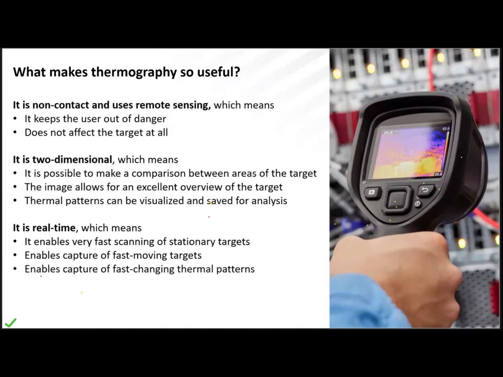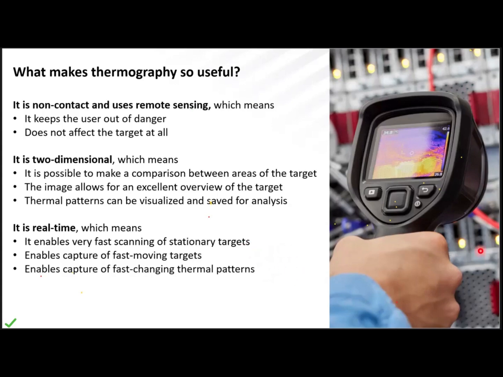Okay? The second thing is that it is two-dimensional, which means it is possible to make comparisons between different areas and different targets. The image allows for an excellent overview of the target. Not like the thermal gun, for example. The thermal gun can provide the temperature at one point, however the thermal camera can give you unlimited points of temperature. The thermal pattern across the target can be visualized and saved in software for analysis.